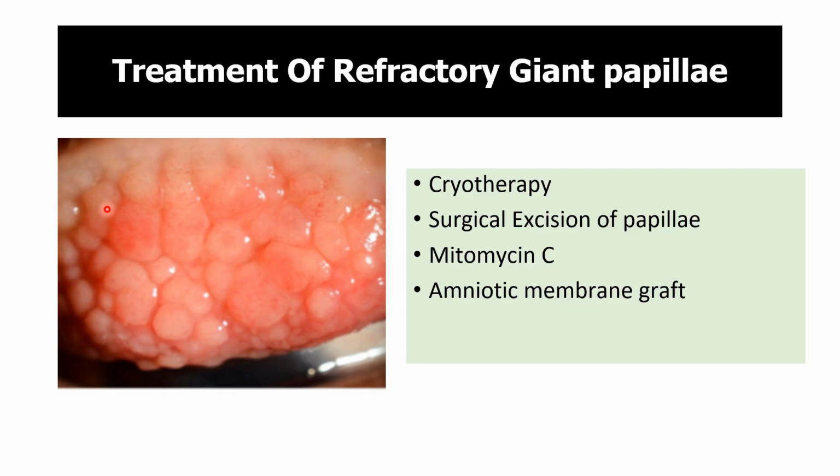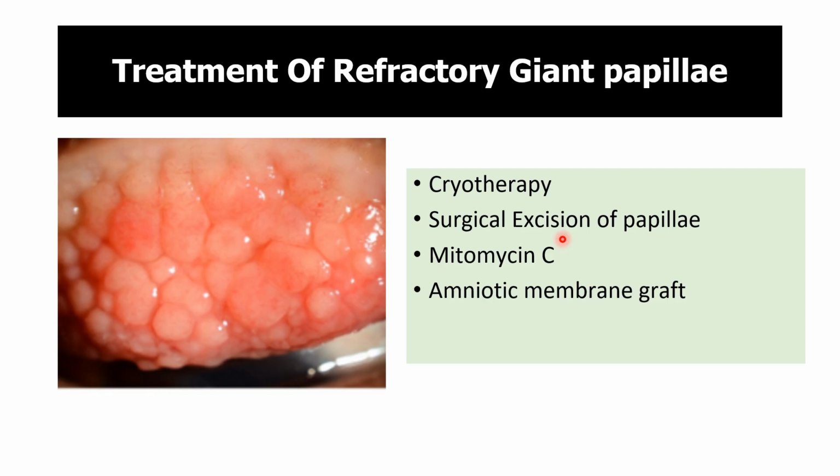Apart from that, the other treatment option for refractory giant papillae is cryotherapy. We can also do surgical excision of papillae. So surgically, these papillae might be removed. Then you get a bare area, and you can cover that bare irregular area of conjunctiva with an amniotic membrane graft. The amniotic membrane graft itself has some sort of immunosuppressive capabilities.